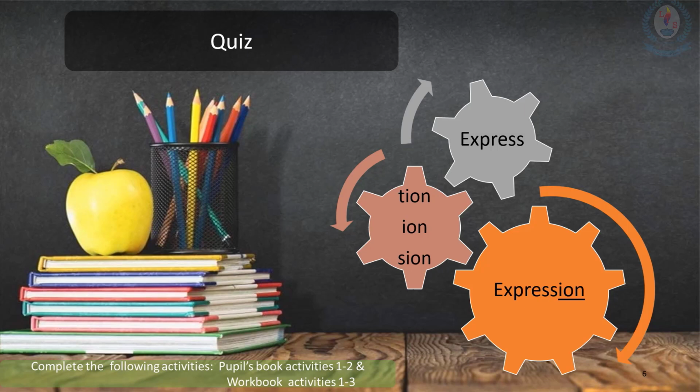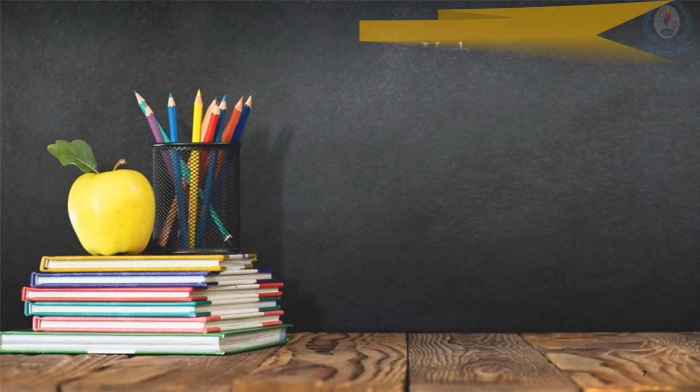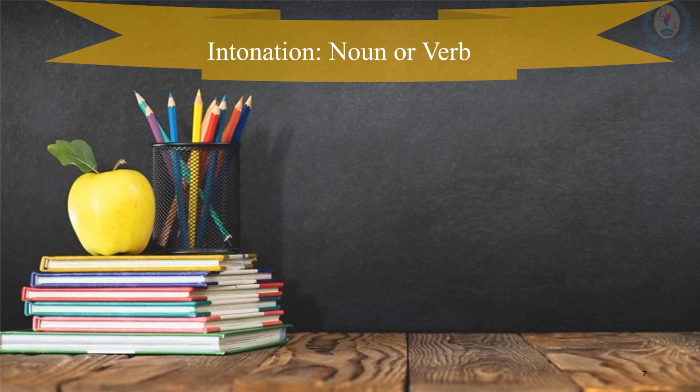So you have learned this SH sound. Below I mentioned the activities. Complete the following activities. Okay, children, look at activity 4 in your pupil's book and read the highlighted words. Read the sentences mentioned in activity 4.